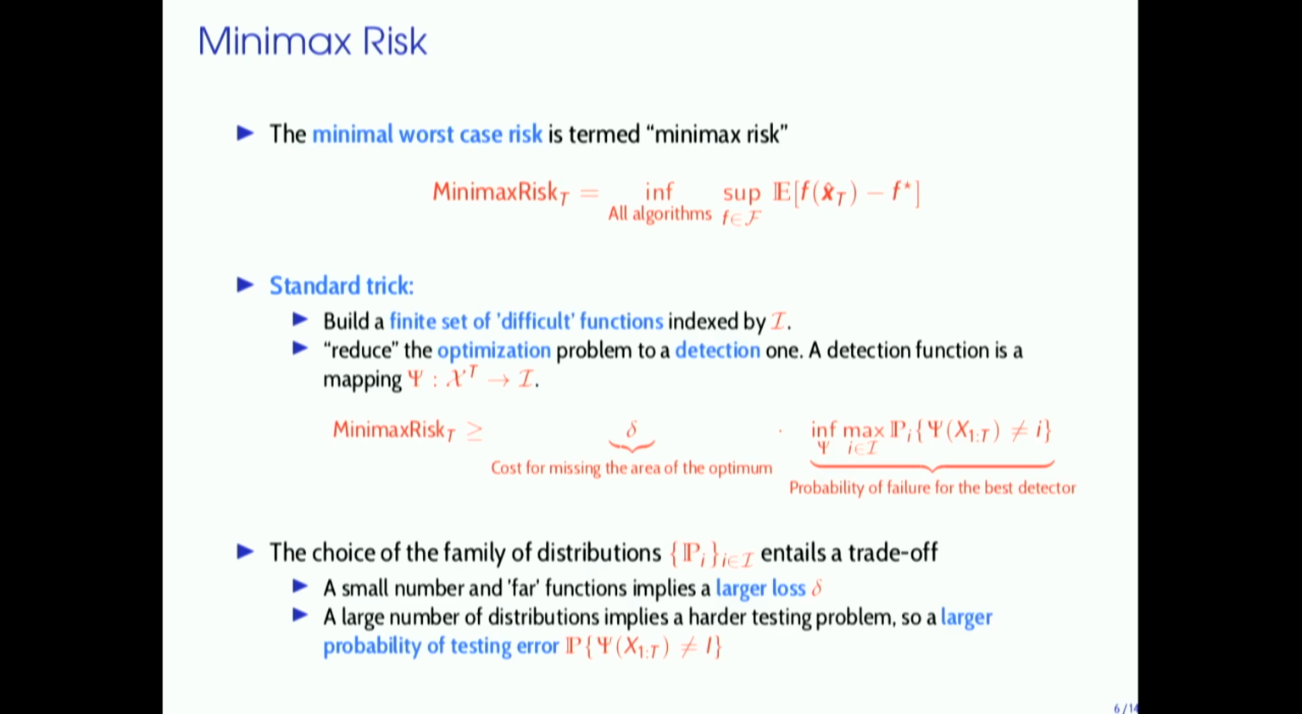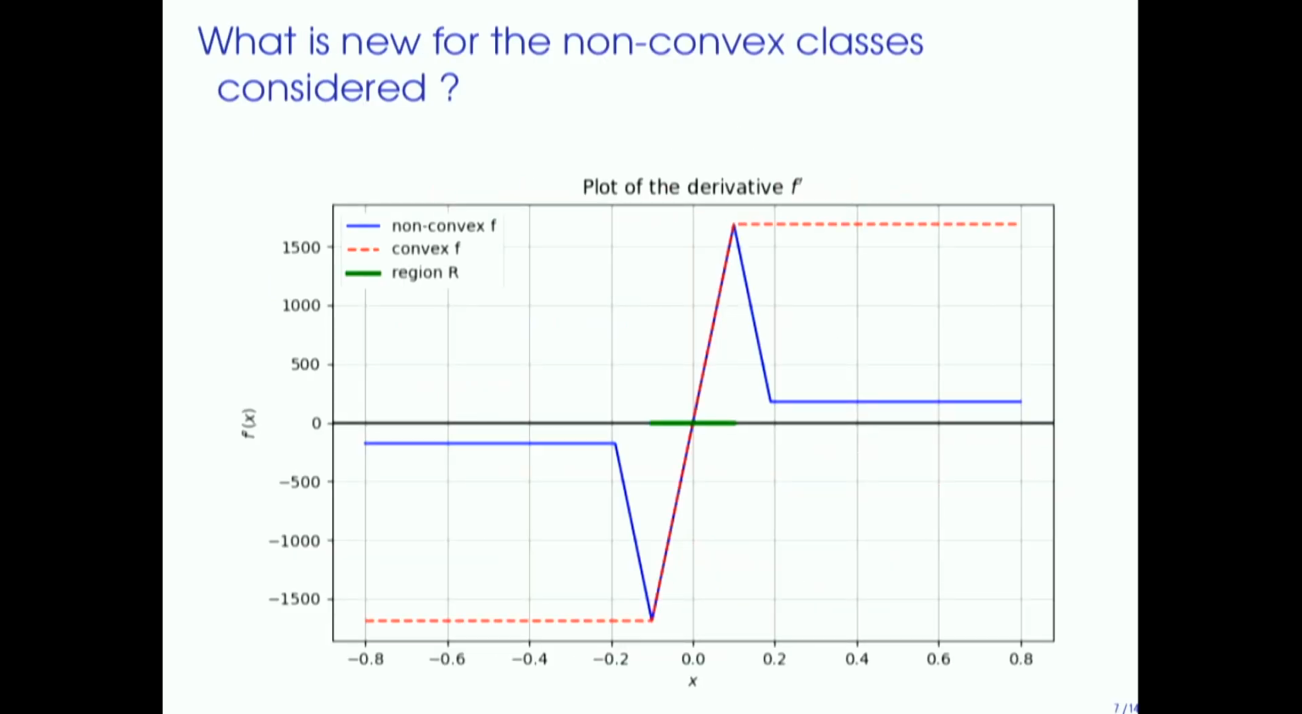To illustrate this, I will give a very simple toy example. So we have here two functions. The red one is convex, so this is the derivative of the function, and the blue one is non-convex. So here the global minimizer is 0, so we can see that we have large curvature around the global minimizer. This is because we want to have a large error if we miss the target.